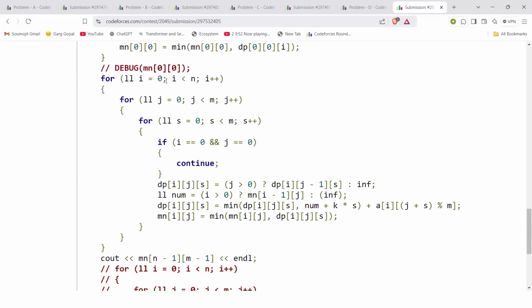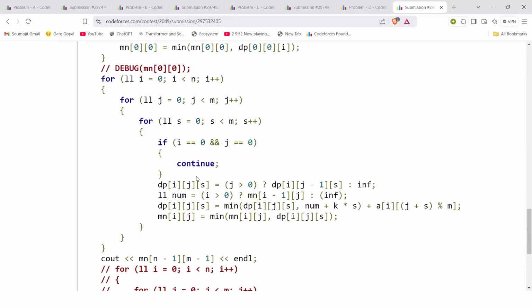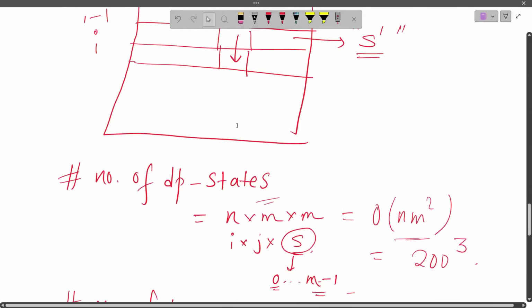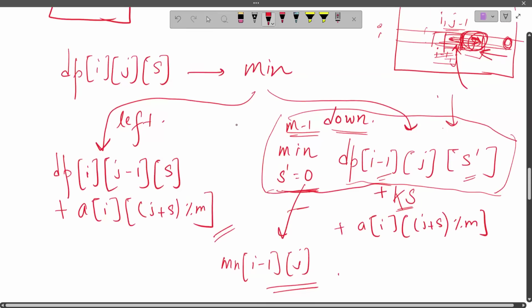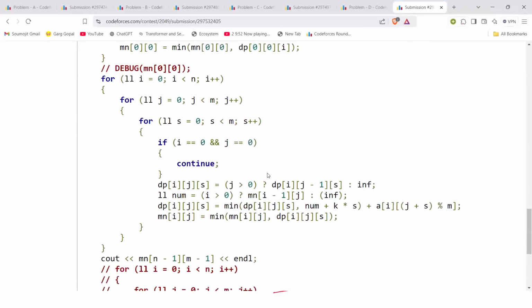After the base case, here I have written the actual dynamic programming transition. The dynamic programming transition is simple. First of all, since I've handled the i equal to 0 and j equal to 0 case, I just continue for that. Apart from that, I first initialize dp i j s with dp i j minus 1 s. This is the left part, so this is this part of the transition. For the left part, we have to initialize with dp i j minus 1 s. This part is common, so we will add it up later. You can just look at the code that dp i j s is simply dp i j minus 1 s.